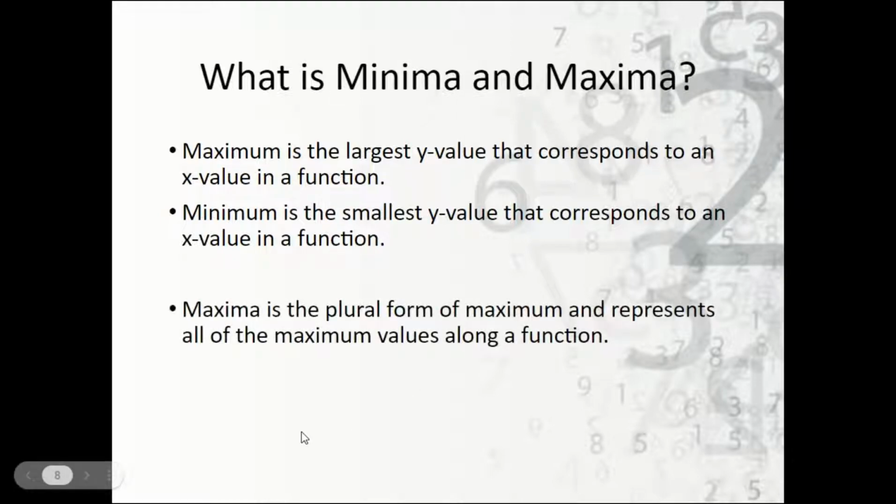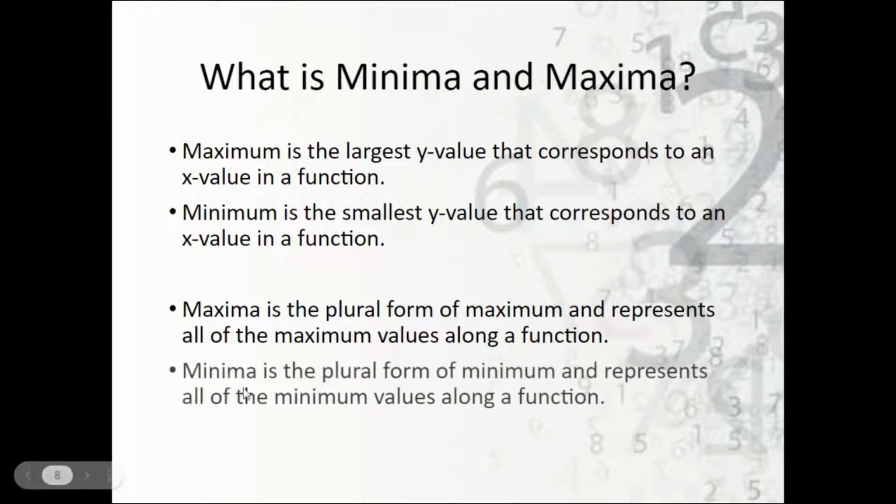Now, a maxima is a plural form. So we could have a function that goes up, goes down, goes up, goes down multiple times. And each time it goes up, that is considered a maxima. Now, it may not be the ultimate maximum, but it is a maximum. So that represents that value. The minima is the same thing, but just the low points.